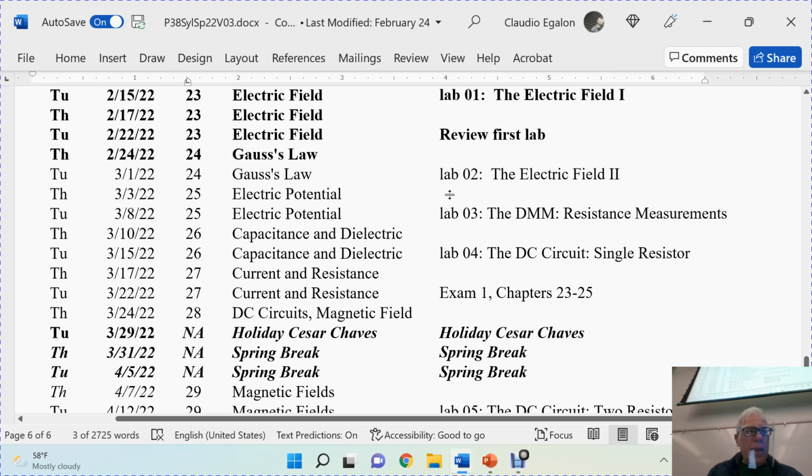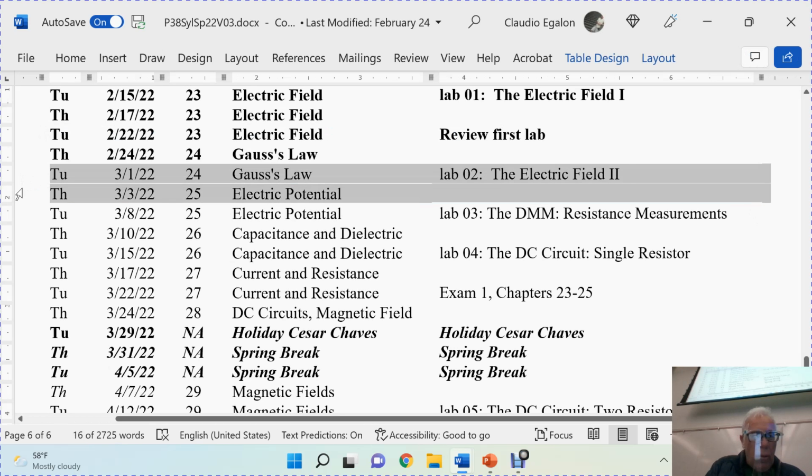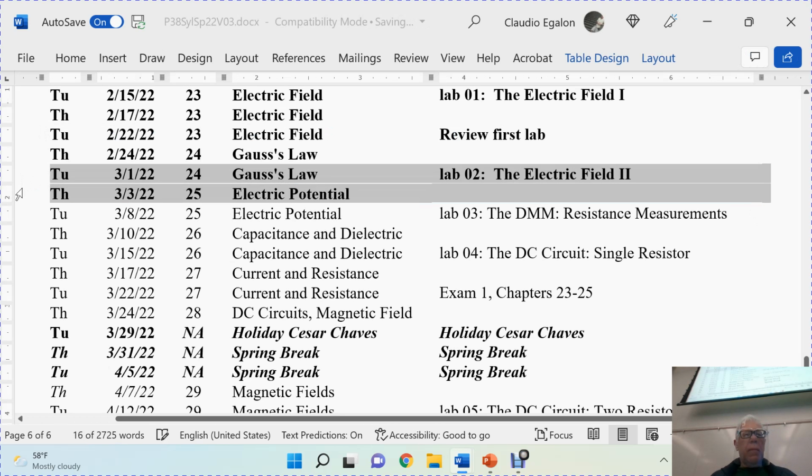Gauss's law. Today is the 3rd. So we're a little bit behind. Oh no, not a little bit behind. We're almost the same, yeah. So today we're going to start electric potential.